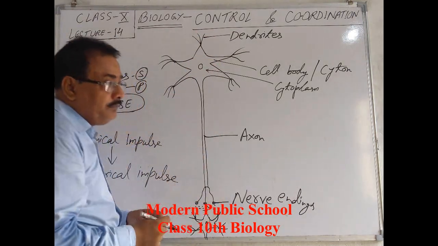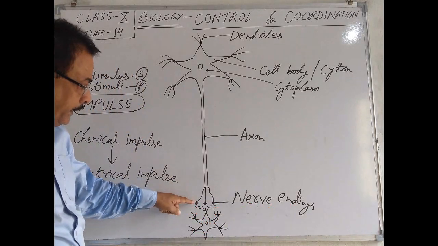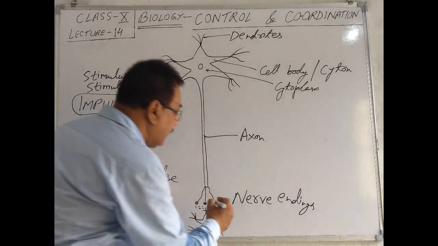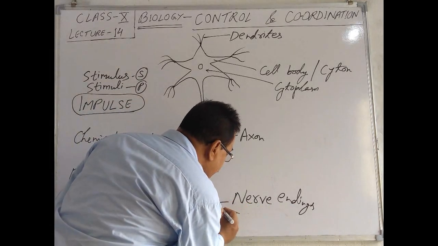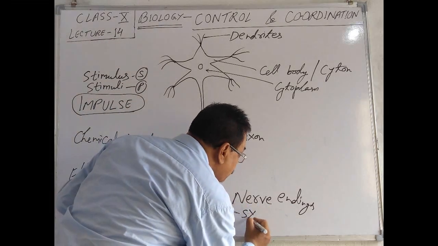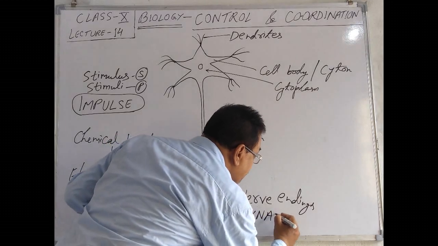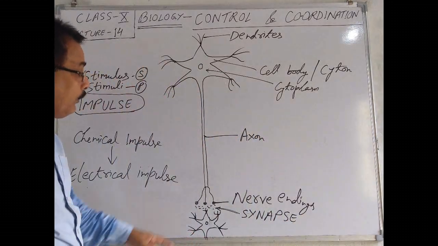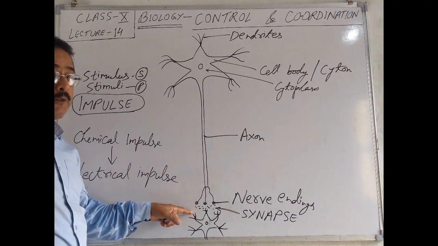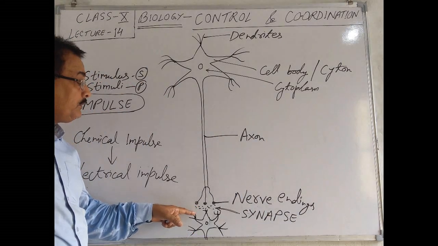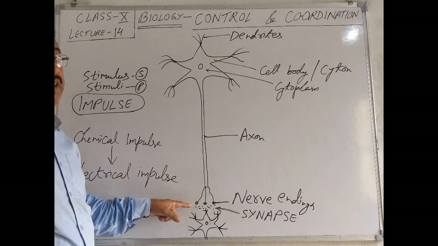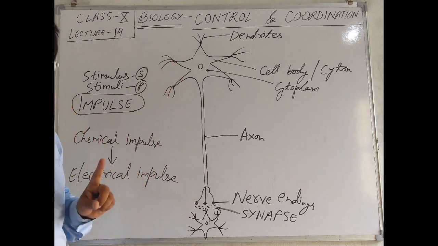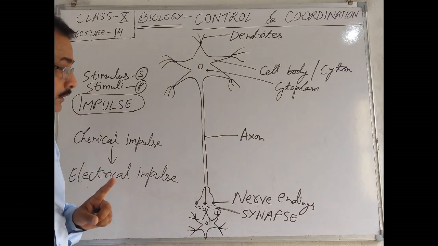This gap between the nerve ending of one neuron and the dendrite of the next neuron is termed as synapse. This gap is known as synapse. And only in the gaps termed as synapse, chemical transmission takes place, while in neurons, electrical transmission takes place. Remember it.